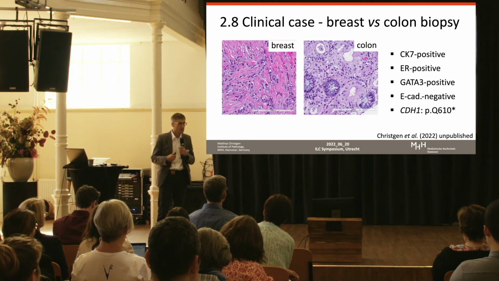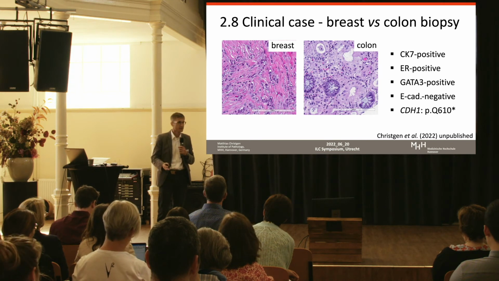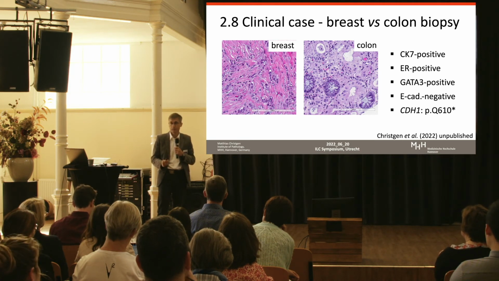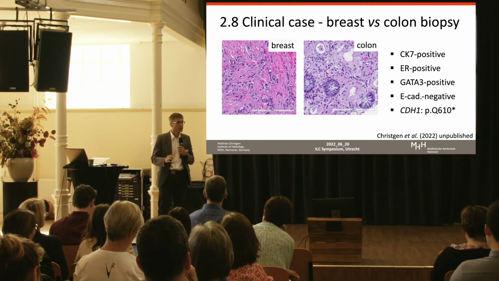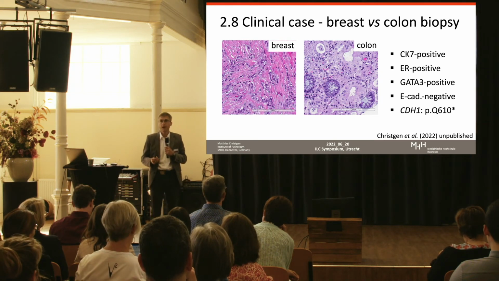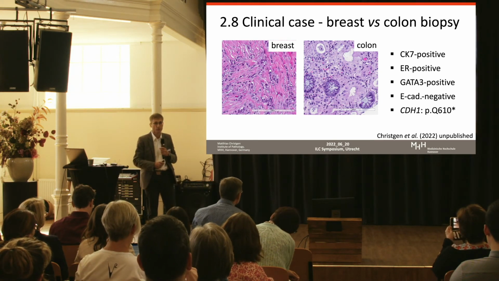The local pathologist called me and said, this diagnosis is nuts. But a few weeks later, they called me again and apologized for their comment and said, okay, now we realized it's really ILC in the gut. What had happened in between and what had convinced the other pathologists?